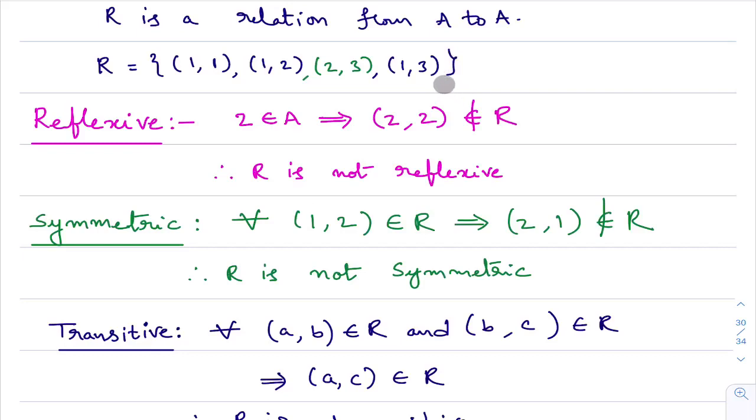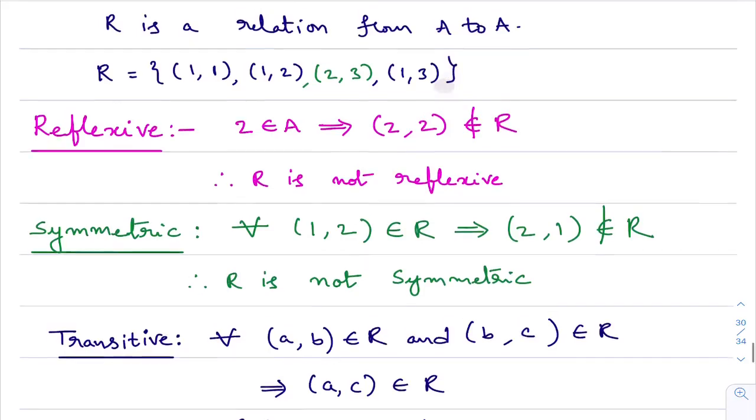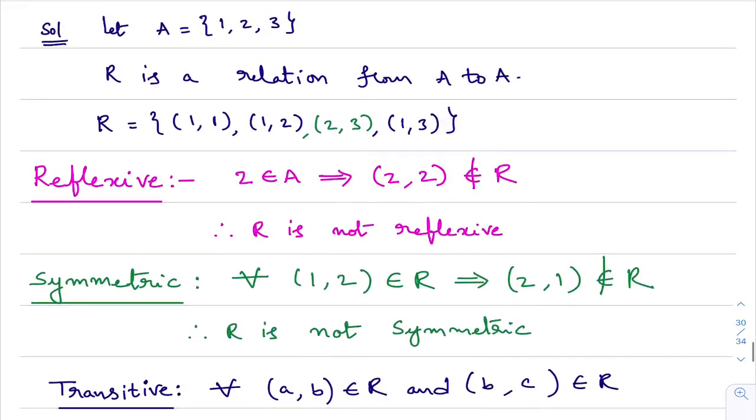Now go to the transitive property. How to check the transitive property? This is the best example to check the transitive property. Listen carefully. First, you need to find out a pair of ordered pairs like A comma B, B comma C. Here, how to check such pairs of ordered pairs?